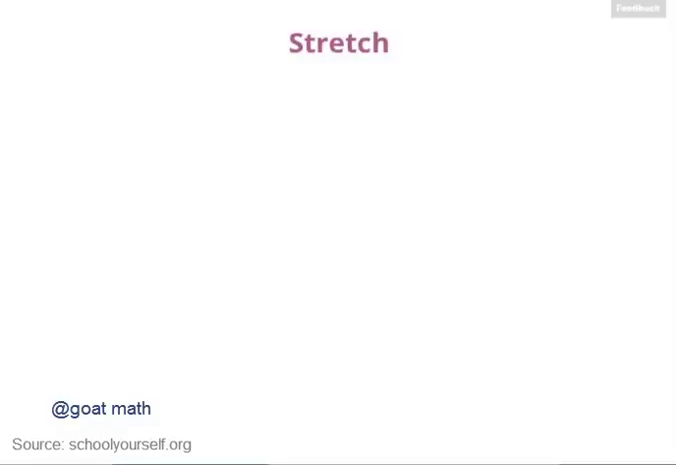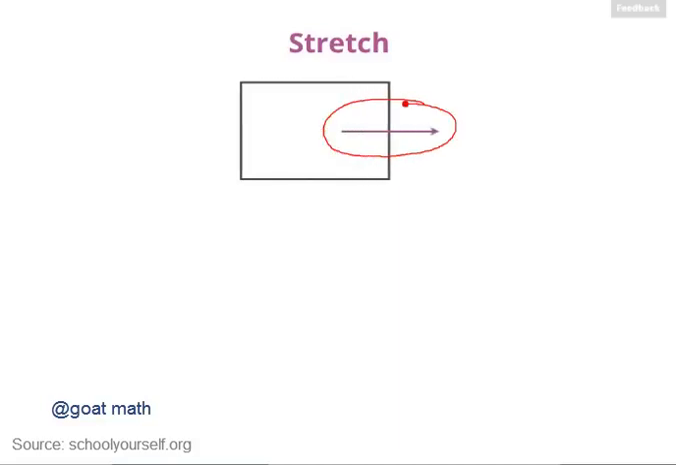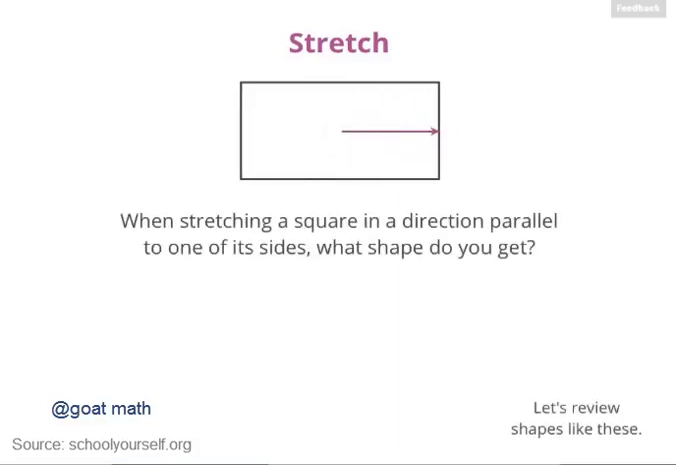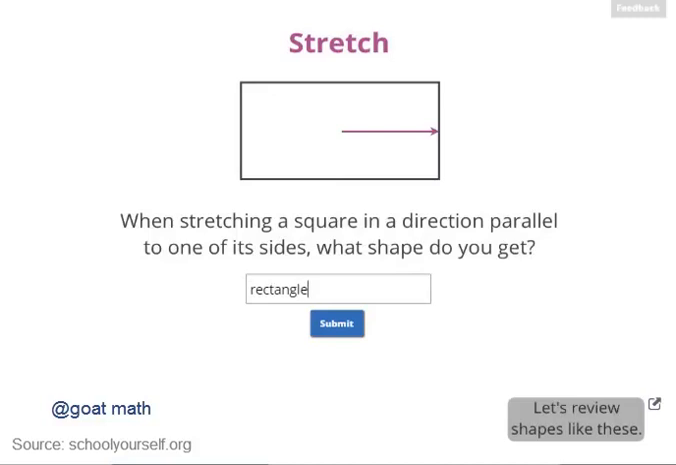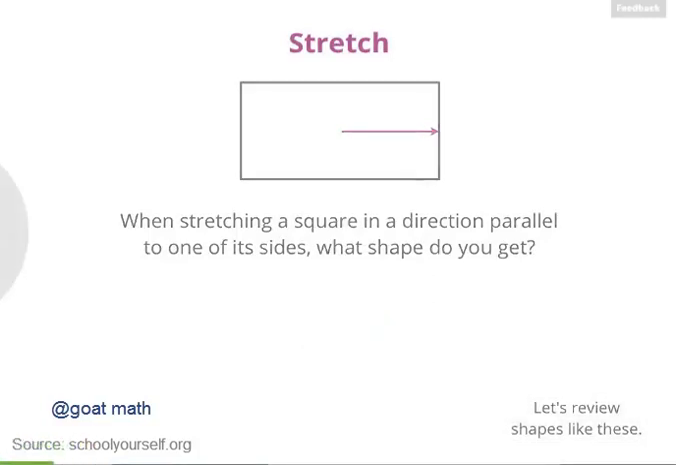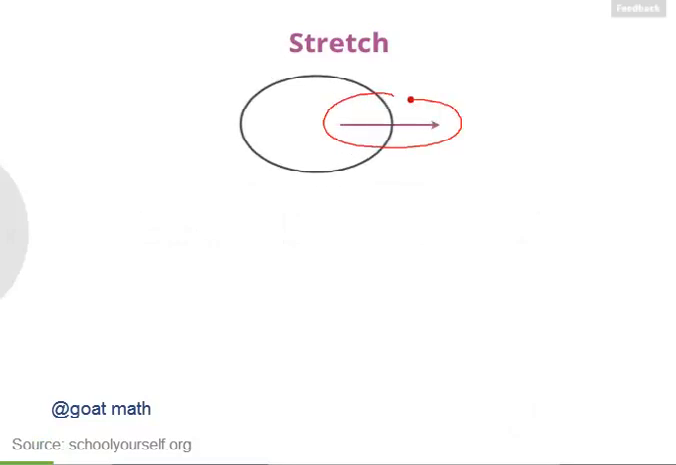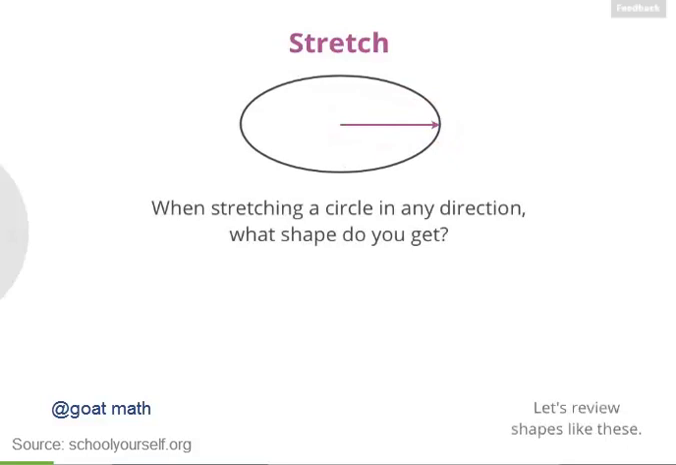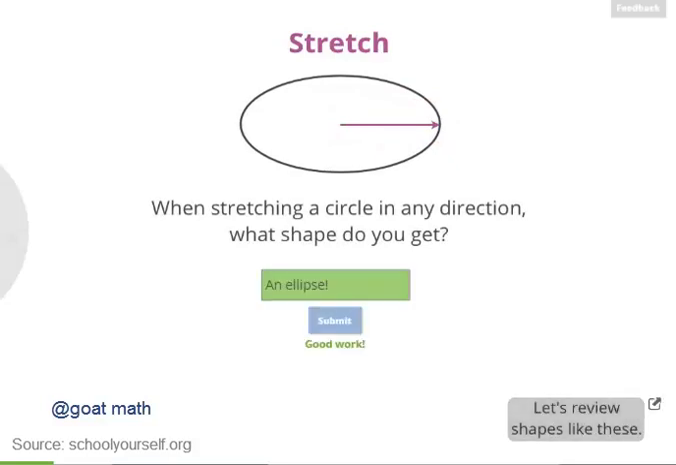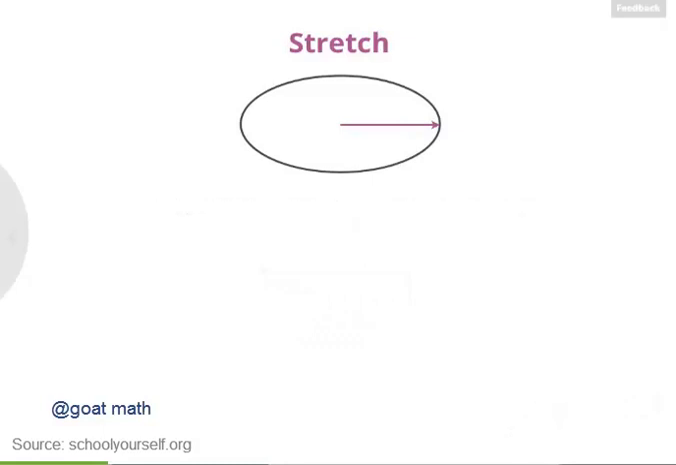In this lesson, we'll talk about stretching. Suppose you have a square and you stretch it in this direction. What shape do you have now? Exactly, you get a rectangle. Next, let's start with a circle, and suppose you again stretch it in this direction. What shape do you have now? Precisely, so a stretched circle is an oval or an ellipse.